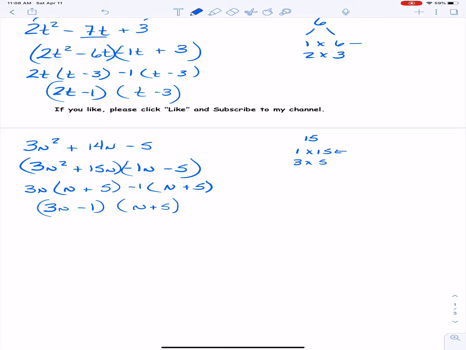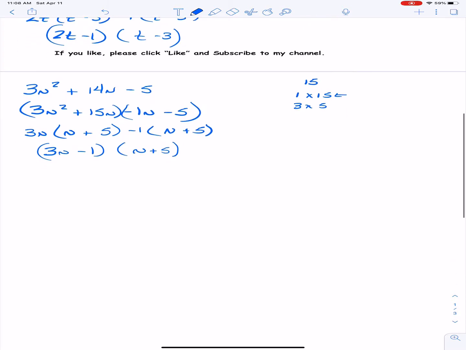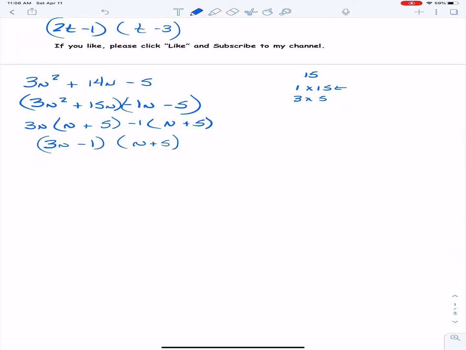Okay? So there we go. And that's how you factor a trinomial that has a leading coefficient greater than 1. So now let's solve some problems that include this.